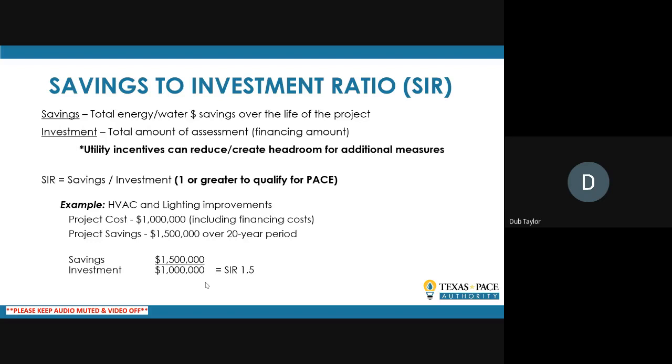Our standard is that the SIR has to be equal to or greater than 1. And the way you do that calculation is you, again, take the projected savings, divide it by the investment, and it needs to be 1 or greater. So the example here shows an SIR of 1.5. That would qualify from a financial standpoint. So utility incentives could really help get projects over that line.